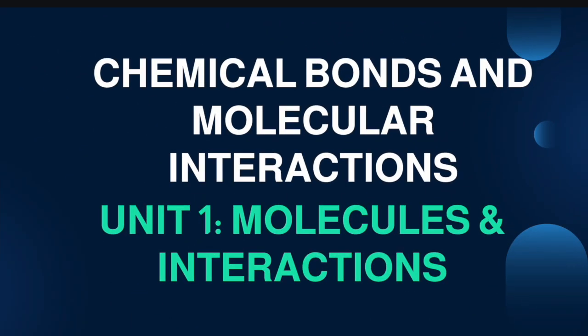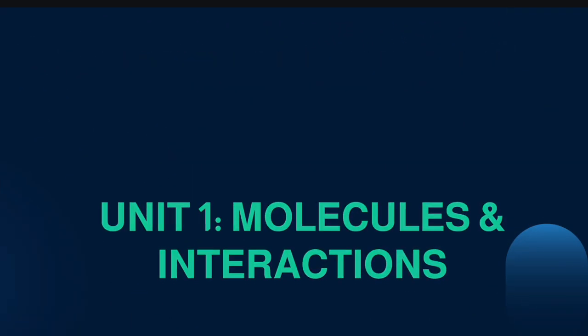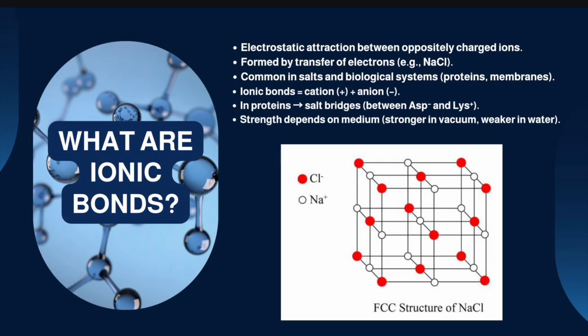Chemical bonds and molecular interaction, Unit 1. Starting with what are ionic bonds? As the name depicts, ions: when positively and negatively charged ions come together with the help of the electrostatic attraction force, they form the ionic bond. Now why this electrostatic attraction?